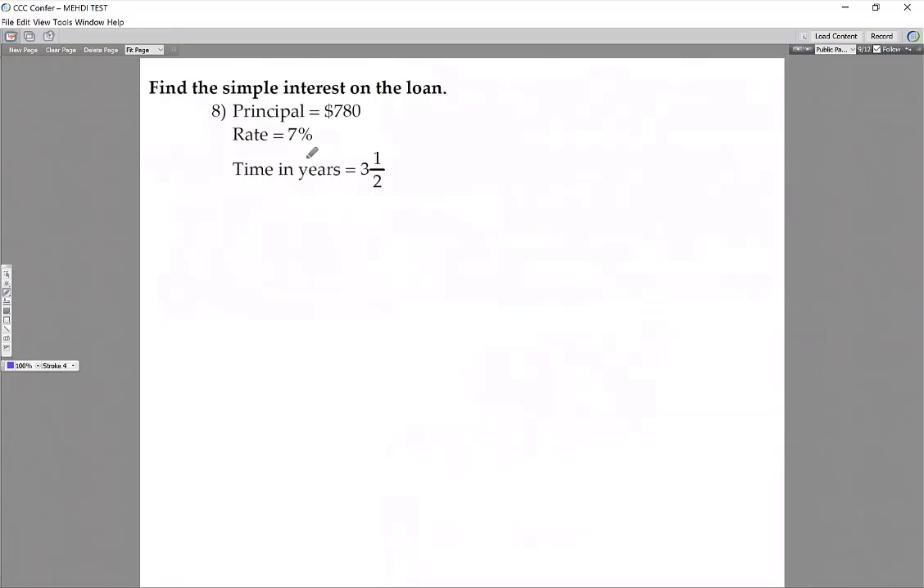All right, so for 8 and 9, we're told to find the simple interest on the loan. We have a principal amount at $780, a rate of 7%, and time in years is 3.5. So we're going to multiply our principal of $780. Oops, forgot that 0. So multiply that principal by our rate of 7%. And we'll multiply it by the time in years, which is 3.5.